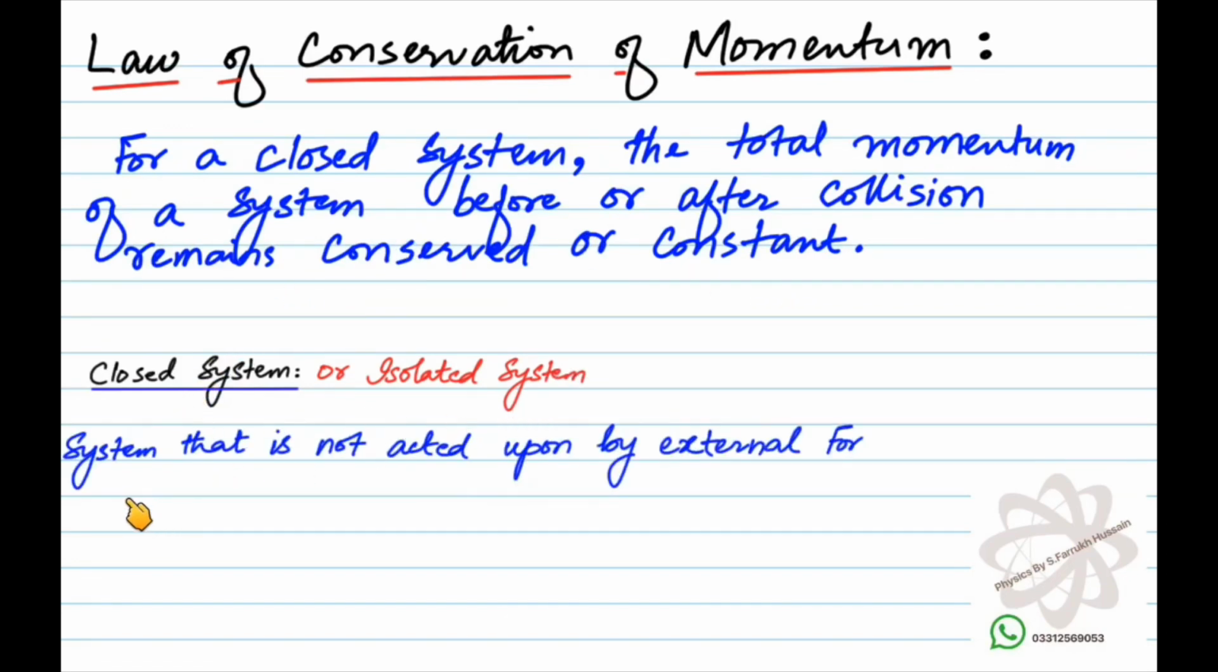Isolated system means a system that is not acted upon by an external force. For example, if there are two objects interacting or colliding with each other, we are not taking into effect air resistance, gravitational force, or any other force other than the force which was actually existing when the two objects were colliding. That was a Newton's third law pair.